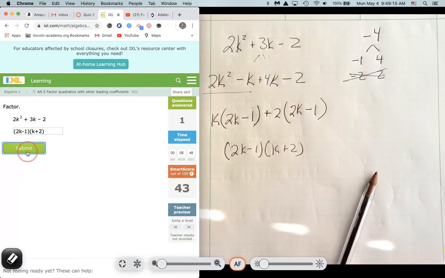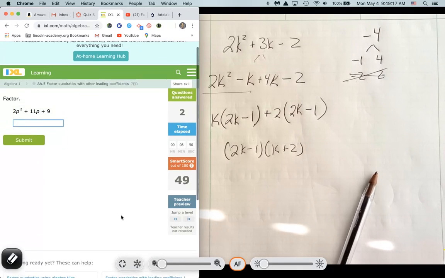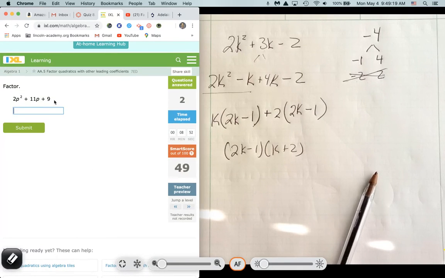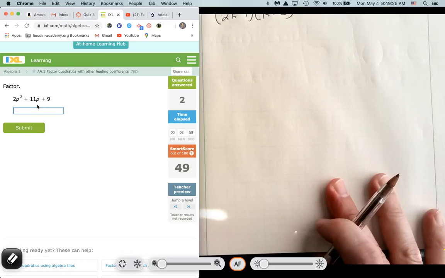And I submit, right? Now, these numbers can get bigger and bigger, like a 9 is going to have more factors, but the process again is exactly the same.